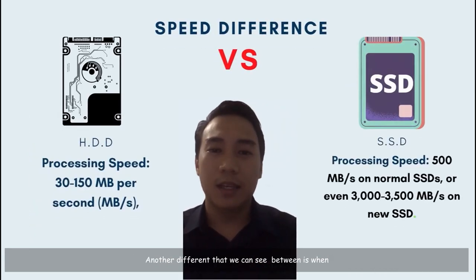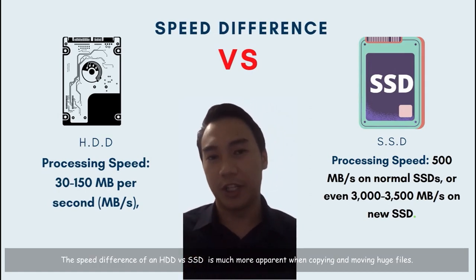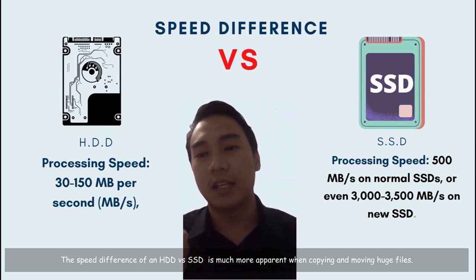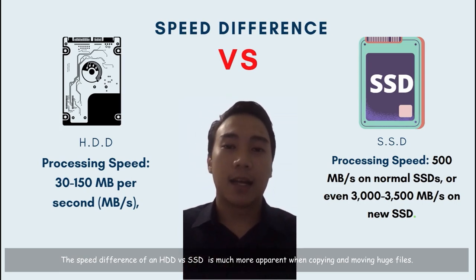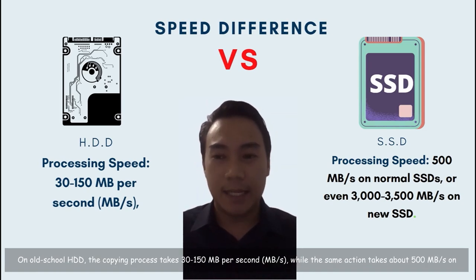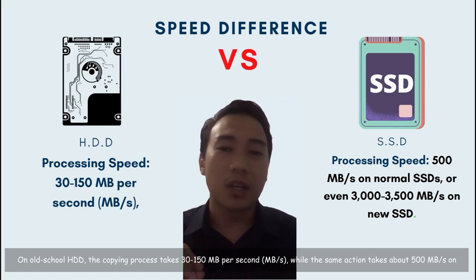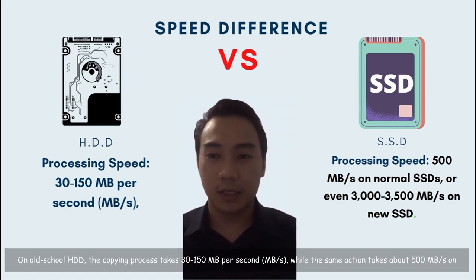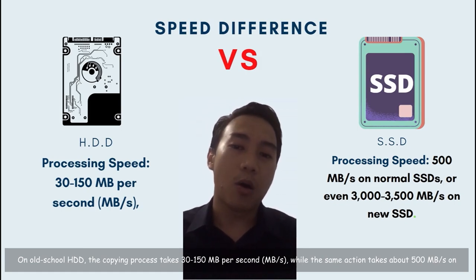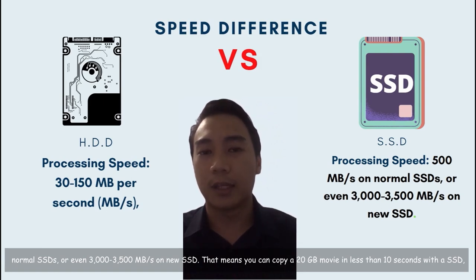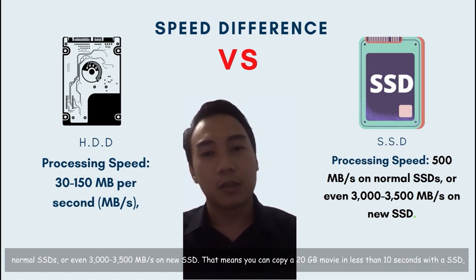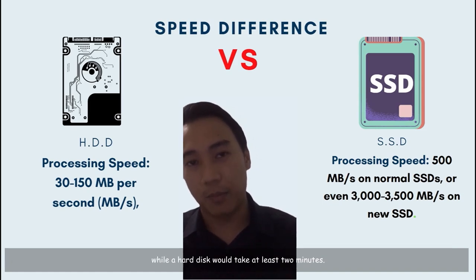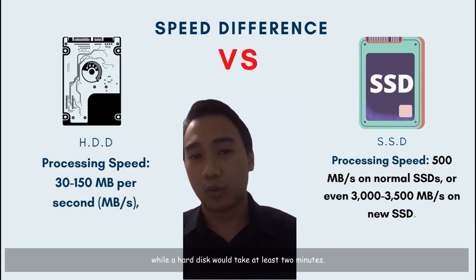Another difference that we can see is in write operation. The speed difference between HDD and SSD is much more apparent when moving a huge file such as a movie. Old school HDD usually takes about 30 to 100 Mbps, while the same action takes about 500 Mbps on SSD when copying a huge file. That means you can copy a 20 gigabyte movie in less than 10 seconds with an SSD, but if you use HDD it will take about 2 minutes.